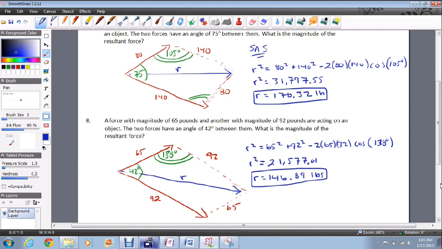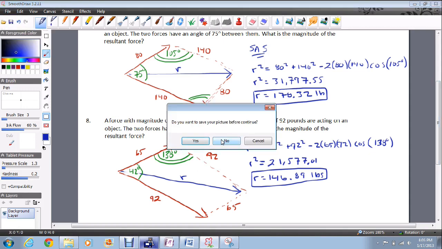Number 9 and 10 deal with bearing. So let's take a look at those.